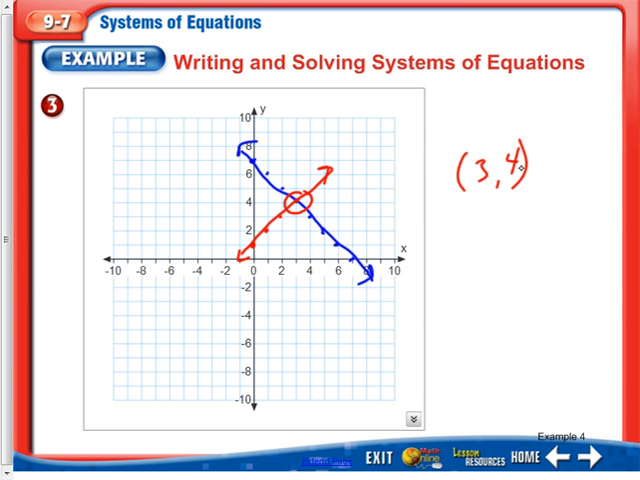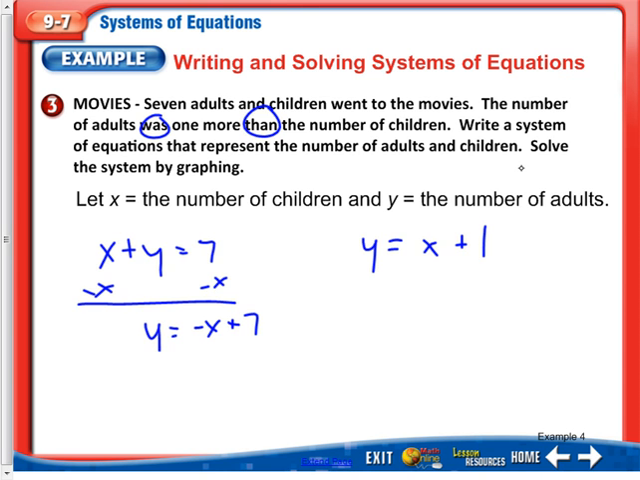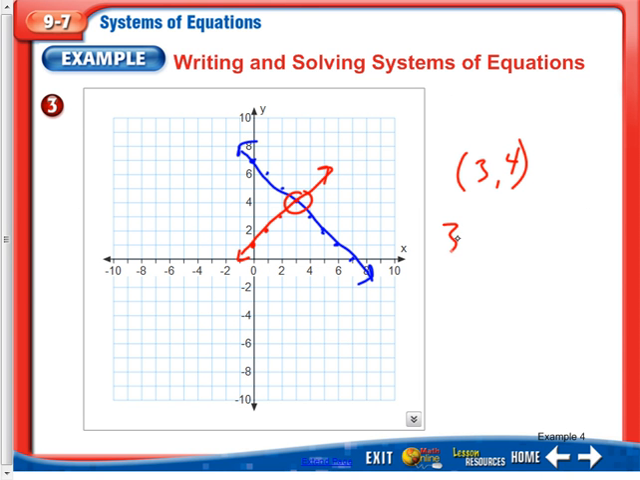And the x value is children. So we have 3 children. And we have 4 adults. So that is how we solve systems of equations from word problems using the graphing method.